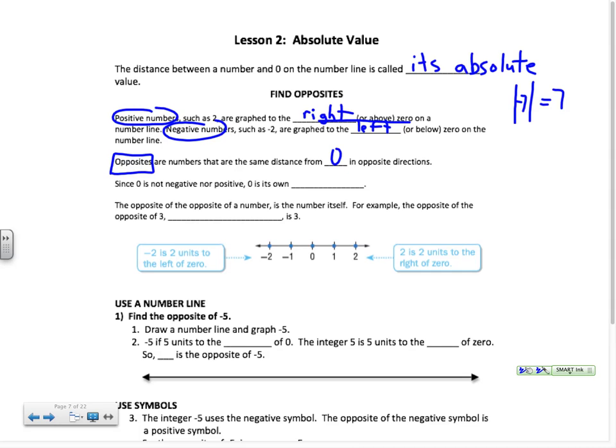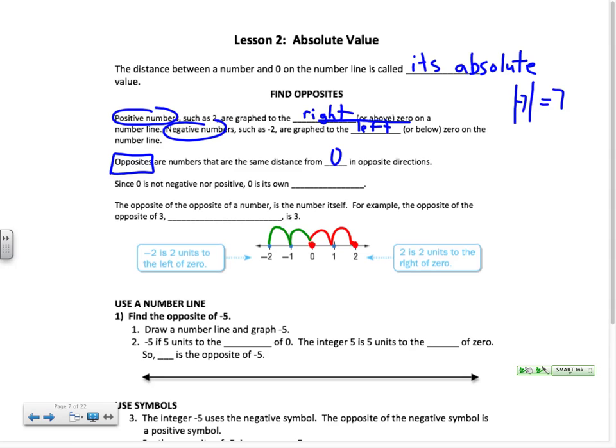So let's look at our number line down here. Here's 0. If I were to say, let's graph 2, 2 is right here. 2 is 2 places away from 0. What's the opposite of 2? Well, going in the other direction, starting at 0, we go over 2, so 2's opposite is -2. So that makes sense when you think about it.